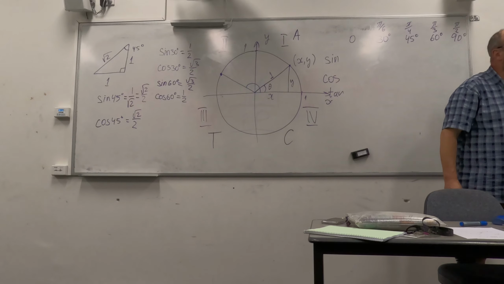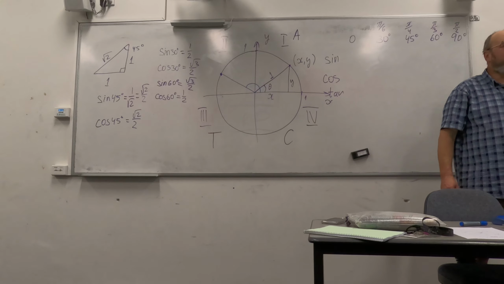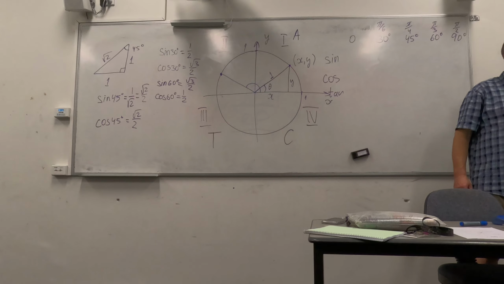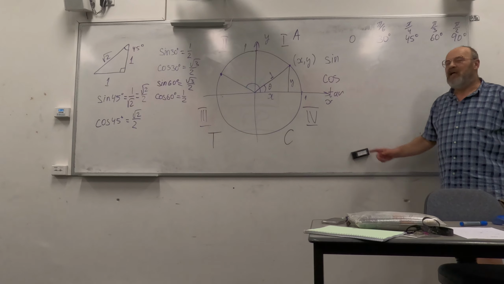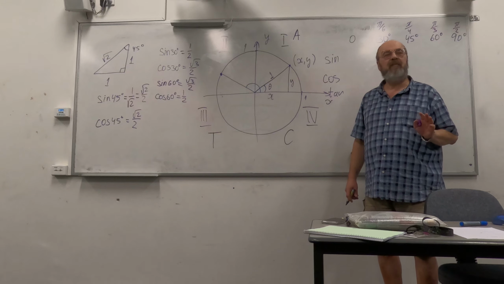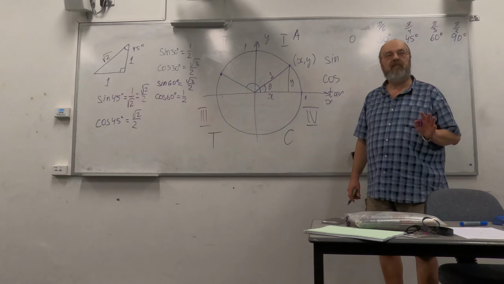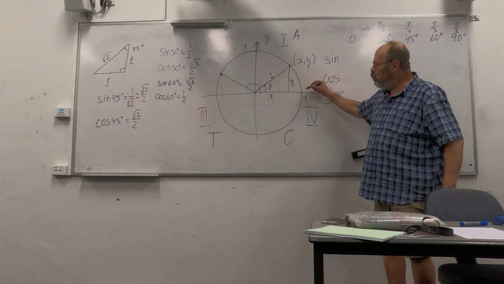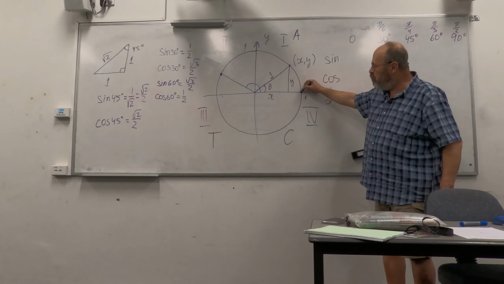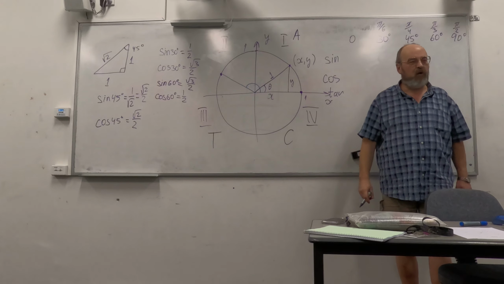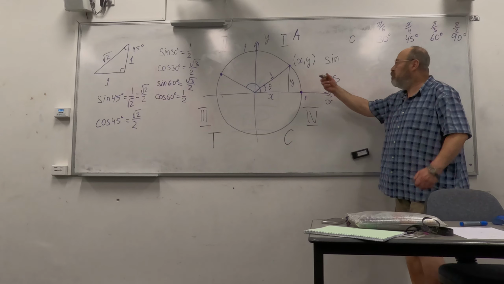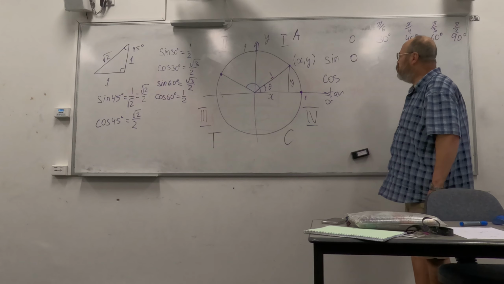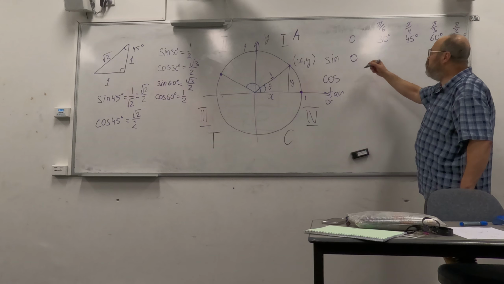What is 30 degrees in radians? Pi over 6. Now, let's look at the point corresponding to 0 degrees. Sine is the y coordinate. What is the y coordinate of this point? 0. So sine 0 equals 0. Sine 30 degrees we found is 1/2.